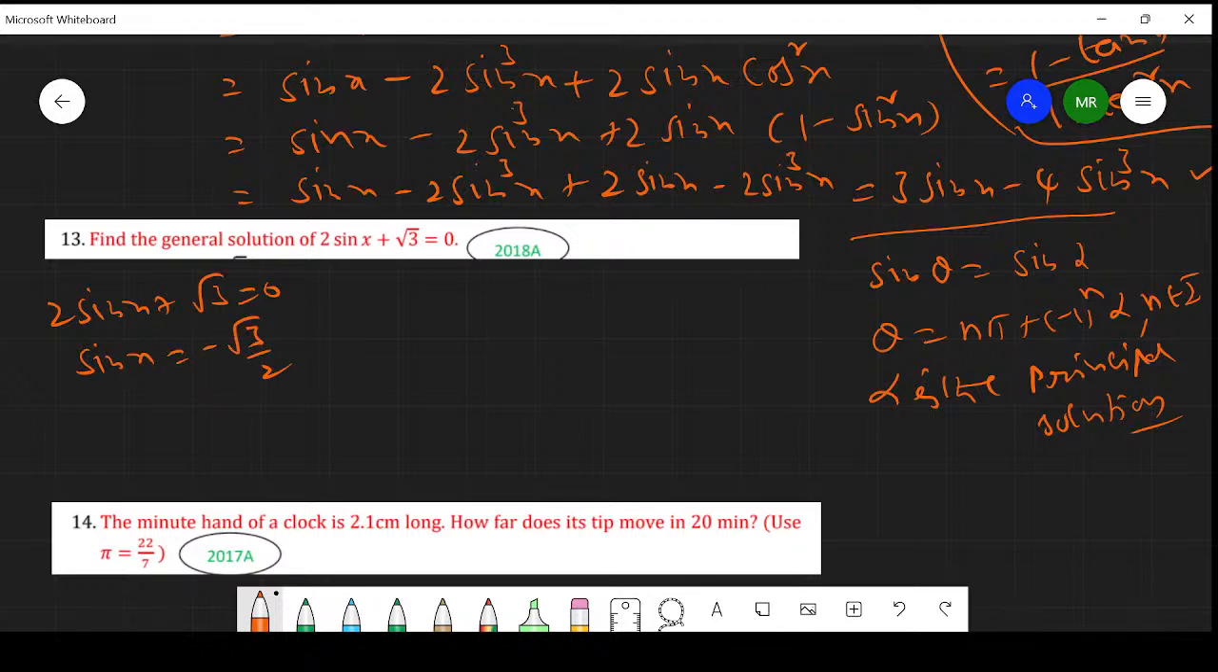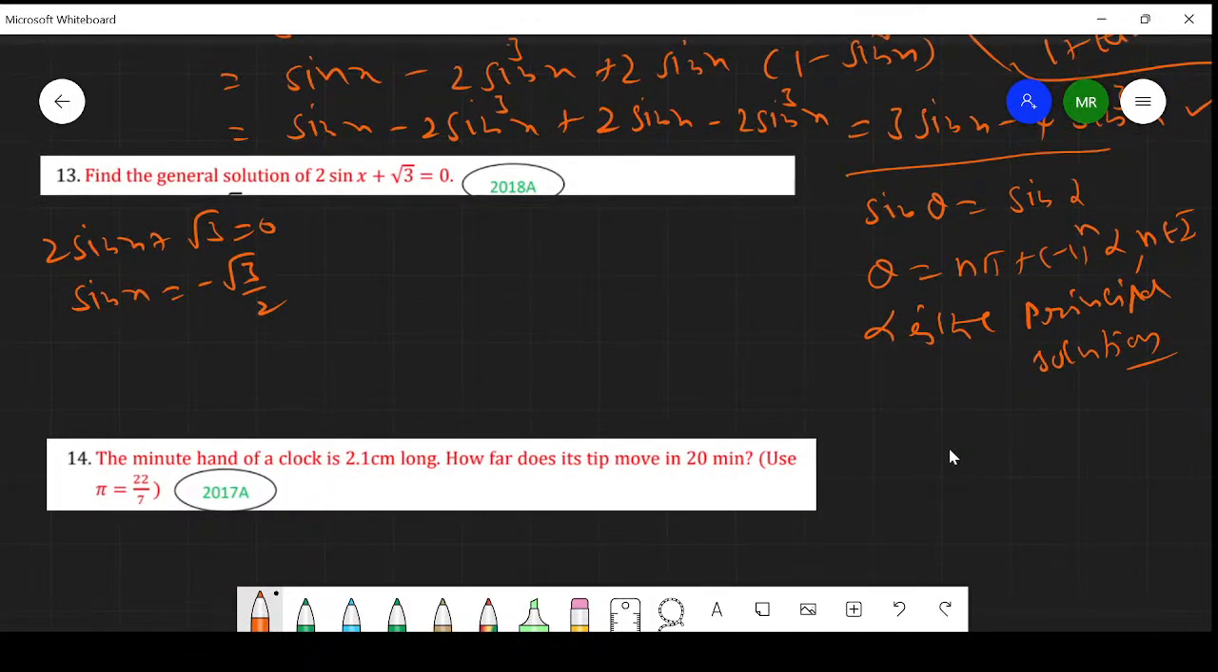Whenever sine is negative, the principal solution should lie between minus pi by 2 and 0. I will tell you here so you get an idea about the principal solution. This is 0, this is pi by 2, this is minus pi by 2. Whenever the sine value is positive, the principal solution lies between 0 and pi by 2. This is only the sine case. When sine is positive, alpha should lie between 0 and pi by 2.